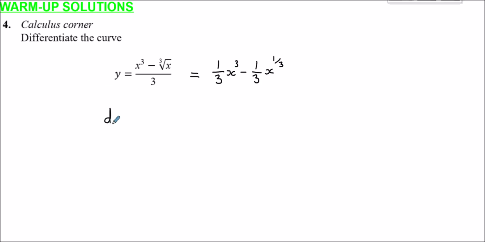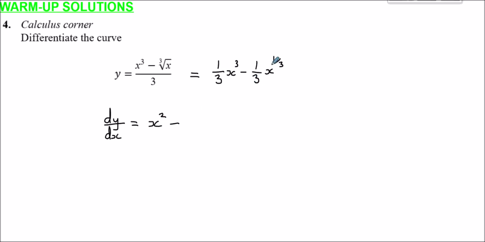So we can now differentiate this by finding dy by dx. So we take the power of x, bring it to the front, and drop the power down by 1. And so x cubed, the 3 comes to the front and multiplies the coefficient. So 1/3 multiplied by 3 is just 1, and x cubed now becomes x squared.